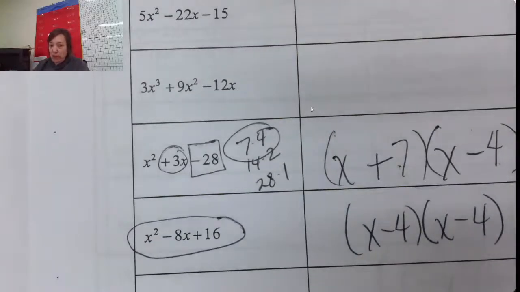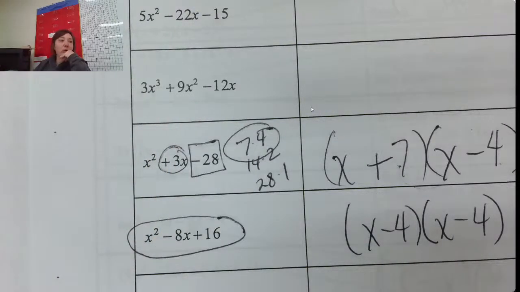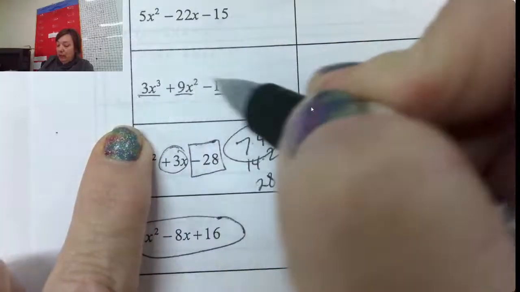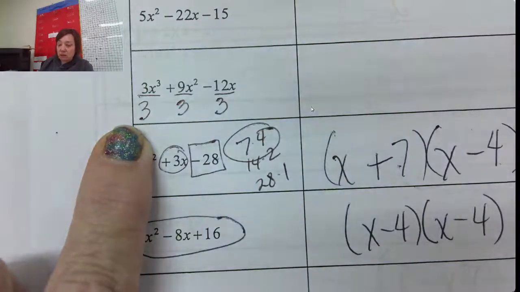Okay, let's look at this one right here. The one that says 3x cubed plus 9x squared minus 12x. Let's look at that one real quick. Tell me what you notice. So this is one of those instances where we can factor something out of everything. And then after we factor something out of everything, we might be able to factor it again. Okay? But what can we factor out of all of them? 3. Anything else? X.